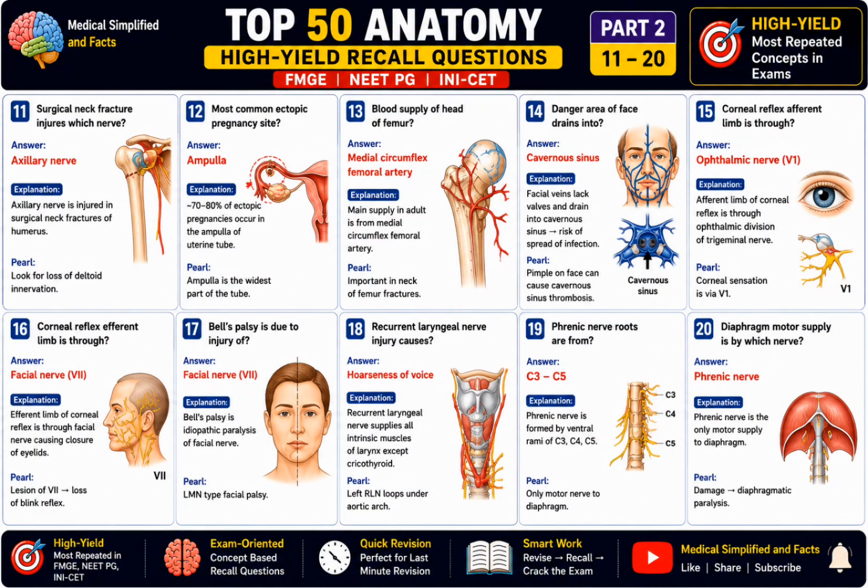Question 16. The efferent limb of the corneal reflex is through which nerve? Answer: the facial nerve, cranial nerve 7. It causes closure of the eyelids. A lesion here means loss of the blink reflex.